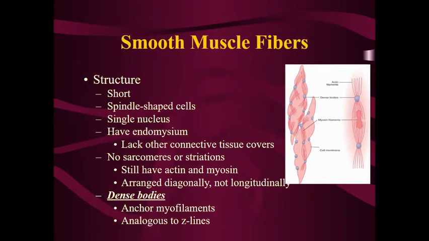They have endomysium wrapping around each fiber, but the muscle lacks the other connective tissue covers. So there's no perimysium, which means there's no fascicles, and there's no epimysium. There's no sarcomeres or striations, but there is still actin and myosin myofilaments, but they're arranged diagonally, not longitudinally. And because they're arranged diagonally, it will allow a different kind of contraction than we saw with skeletal muscle fibers.